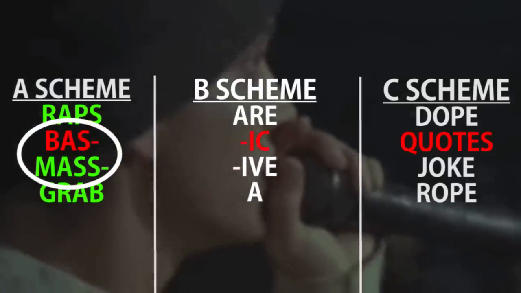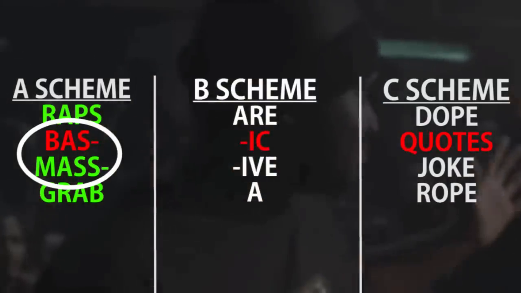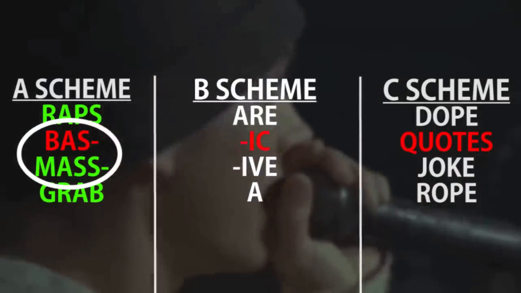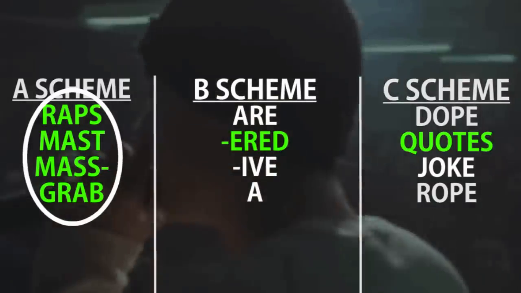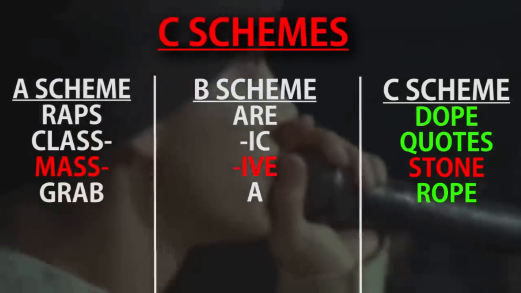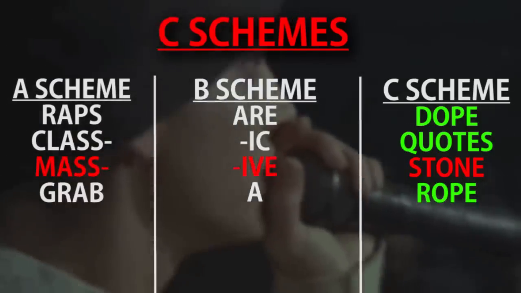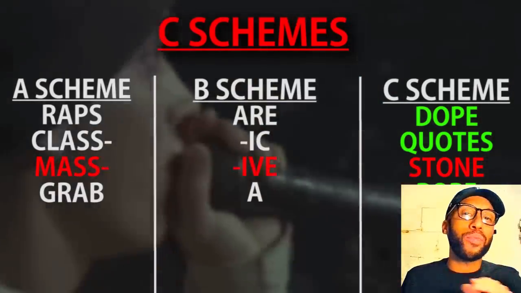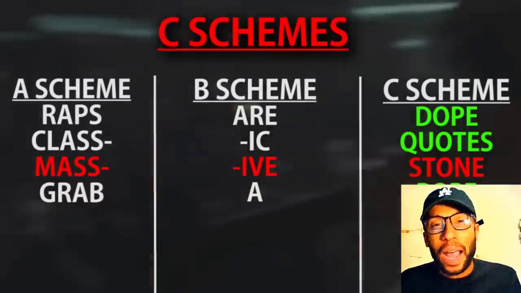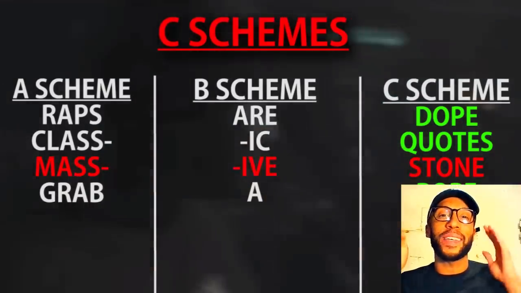Same thing if you said you spit basic quotes to rhyme with massive joke, "basic" and "massive" doesn't work. But if you say my raps are dope, I spit mastered quotes, the A scheme is in line, so it would work. Same thing goes with the C scheme. If you said something like my raps are dope and I drop them like a massive stone, it wouldn't work because "stone" and "dope" is not a good rhyme. So just keep that in mind as a little bit of a bonus. Make sure your A's and C's are in line.